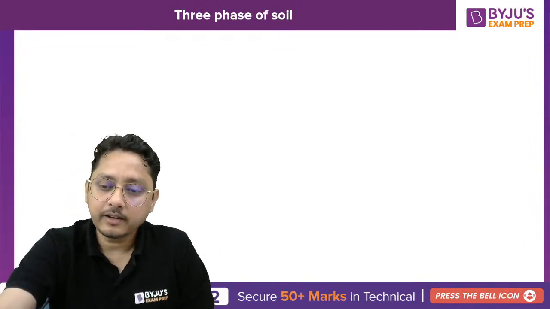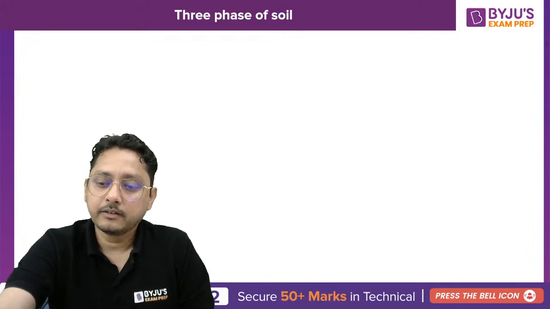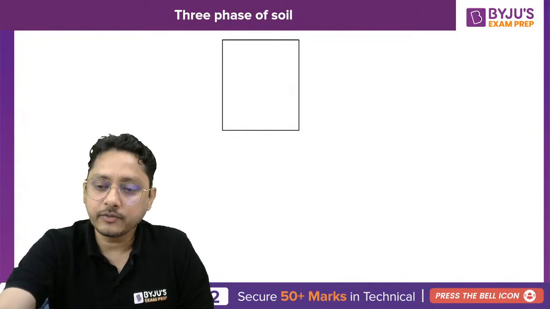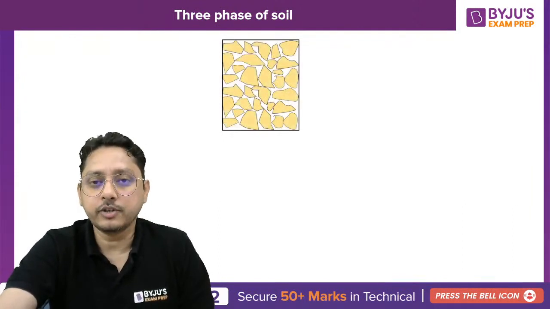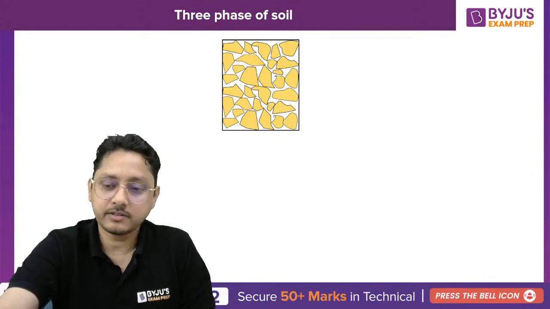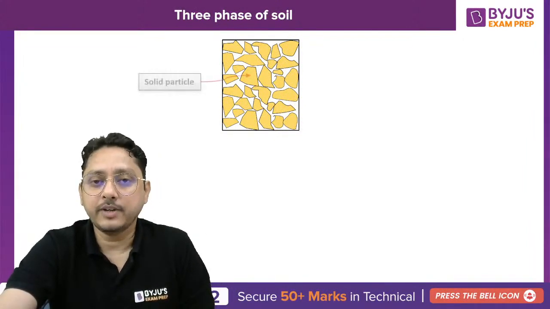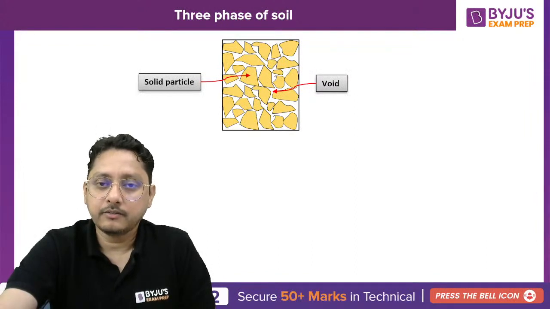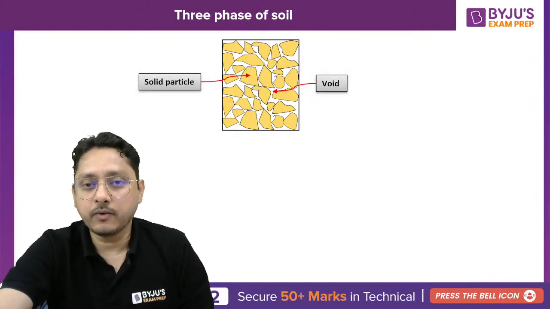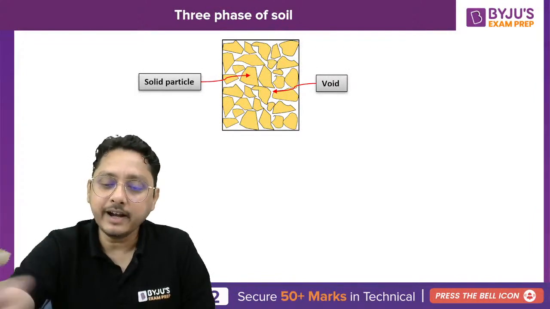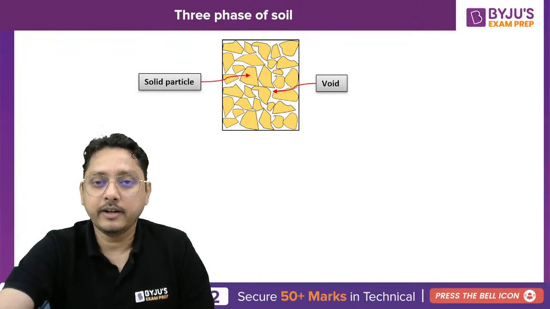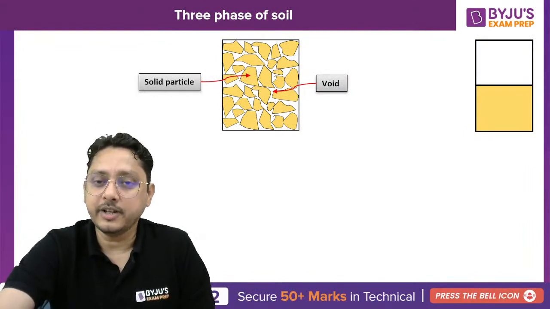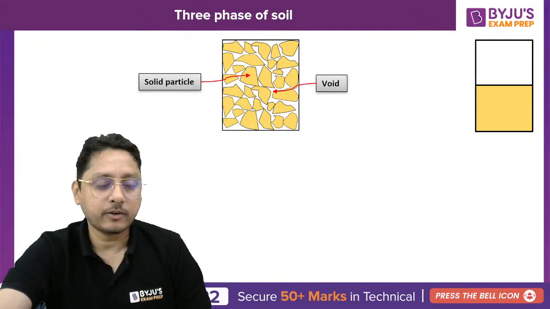As you know, soil constitutes solid particles and voids. So if you consider any mass of soil, it constitutes the solid particles and the void. This is the representation in front of you. For easy calculation and understanding, what we generally do is segregate the solid particles and the void into two different parts, and we represent it like this. This is the representation only for easy understanding and calculation purposes.